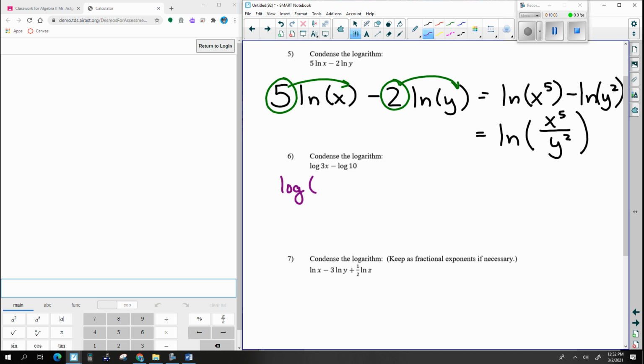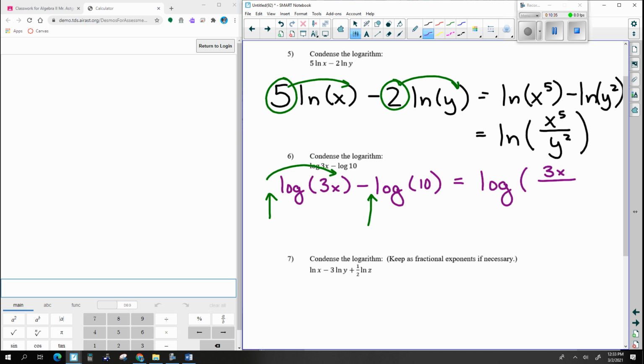Okay, here we have a log of 3x, a log of 10. There aren't any numbers up front, so I'm looking for numbers in front of these logs. If there were a number, I would put it up as an exponent, but I don't have any of those things. So I can cut right to the chase and look at all my pluses and minuses. Pluses are multiplications, minuses are divisions. So I see that I have a division here. And so this would ultimately be 3x divided by 10.